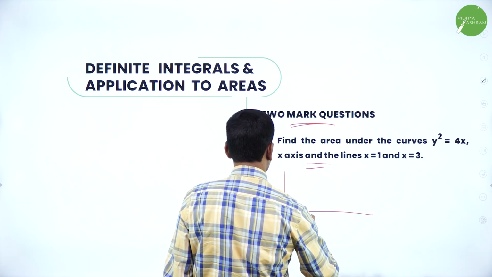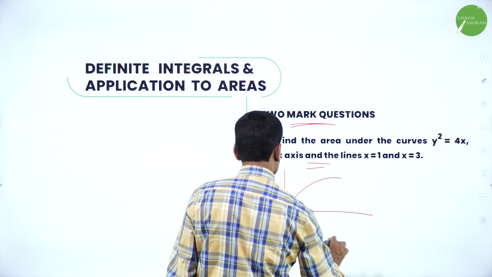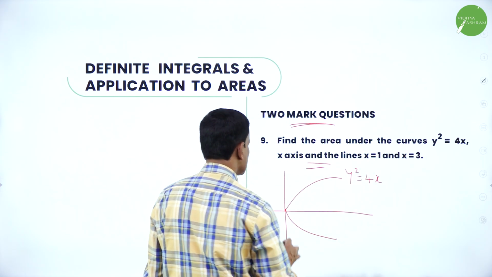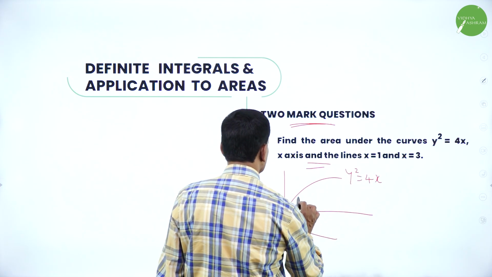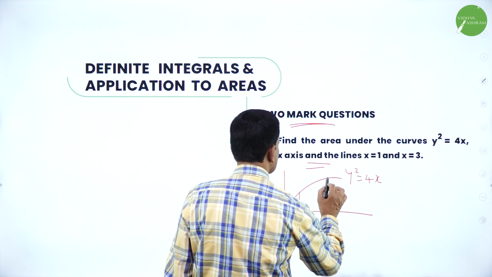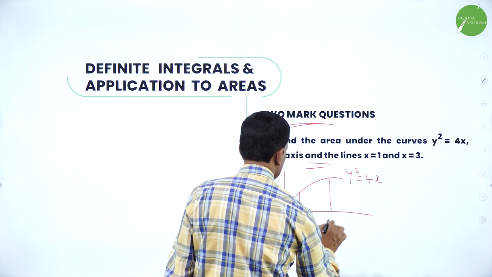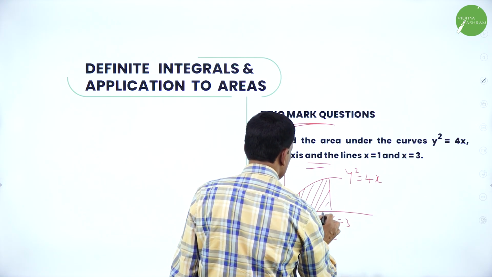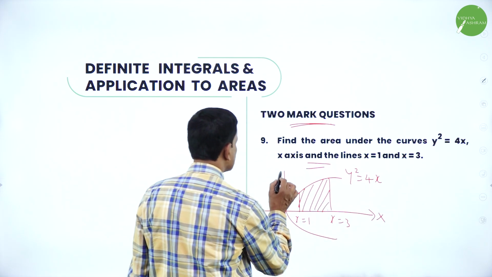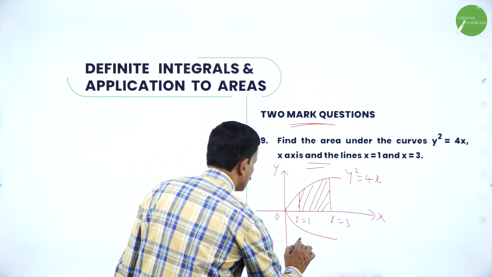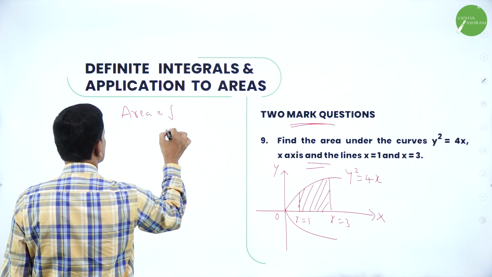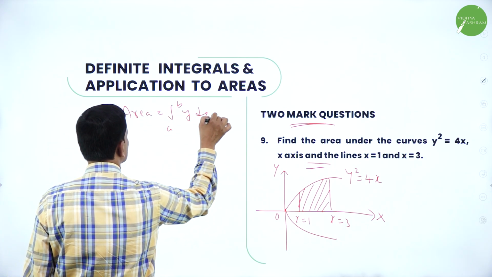y square is equal to 4x is nothing but the equation of a parabola which is opening towards the right side. This is the origin, and the lines x is equal to 1 and x is equal to 3. We have to find the area of this shaded region. So the curve is above the x-axis. Therefore, the area under the curve is given by area is equal to the integral from a to b of y dx, that is from 1 to 3.